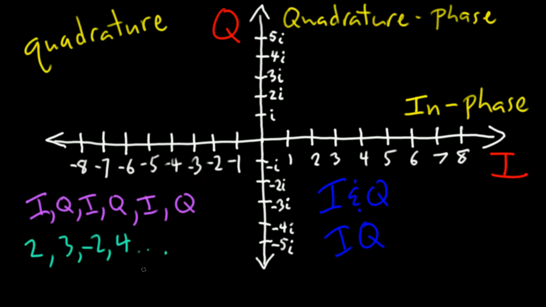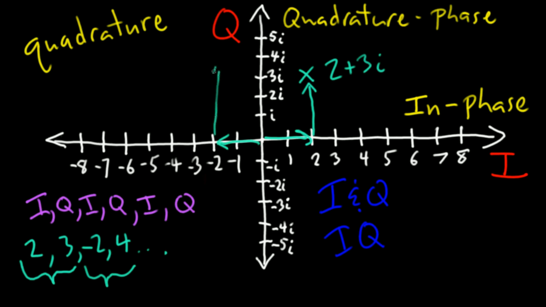If that were the case, then you could think of this first I and Q being a complex number 2 plus 3i. And you could think of the next pair, I and Q, as being -2 plus 4i. It's just a different way to refer to something that can be thought of as complex numbers.